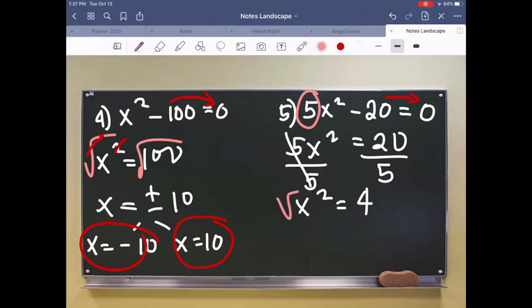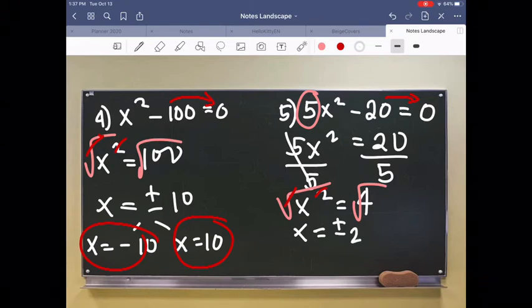Okay. And then we take the square root. Okay. And then we cancel. So, we have x equals, what is the square root of 4? So, that's positive and negative 2. So, we have x equals negative 2 and x equals positive 2. Okay. Alright.